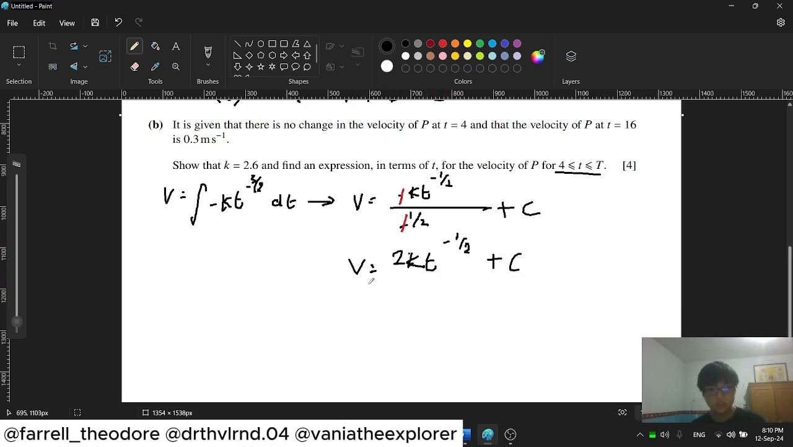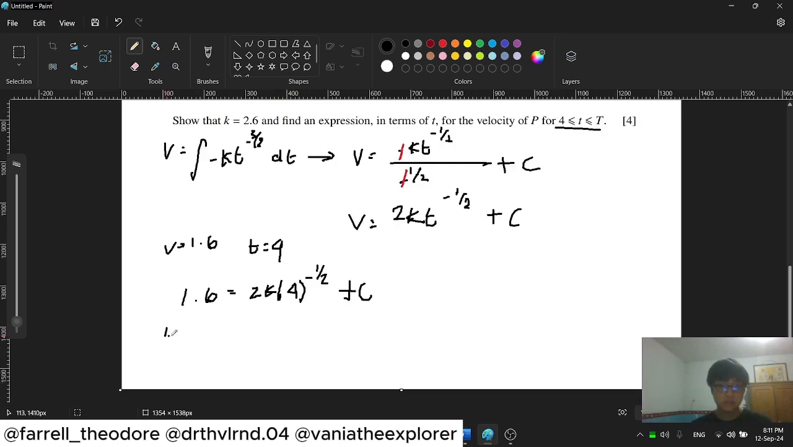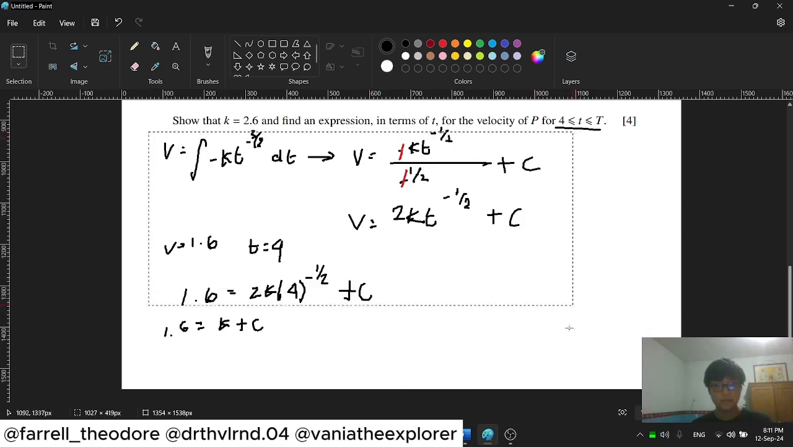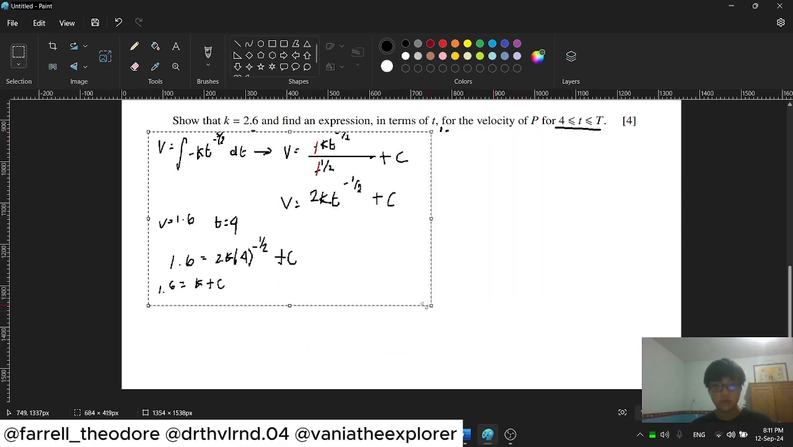Now at 4 seconds the v is 1.6, so v is equal to 1.6, t is equal to 4. 1.6 equals 2k times 4 to the power of negative half plus c. Now 2 times 4 to the power of negative half is just 1, so 1.6 is equal to k plus c. Let's make this smaller so I can have more space.